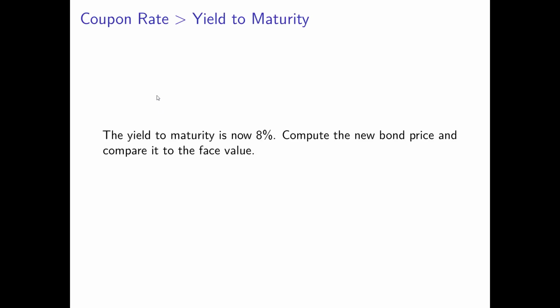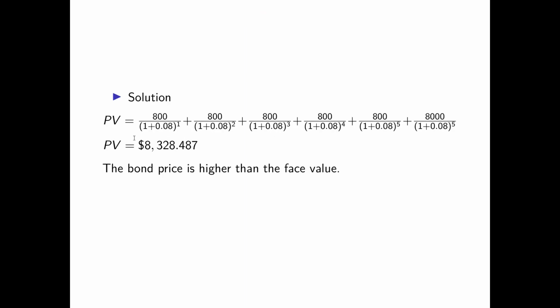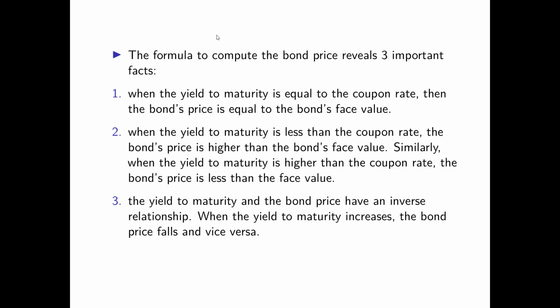Case number 3, when the coupon rate is greater than the yield to maturity. Now let's assume that the yield to maturity is no longer 12%, it is now 8%. And what happens to the bond price? Well, when we apply the same formula, and now you see that the yield to maturity is 8%, we see that the present value of the bond is now higher than the face value of the bond.